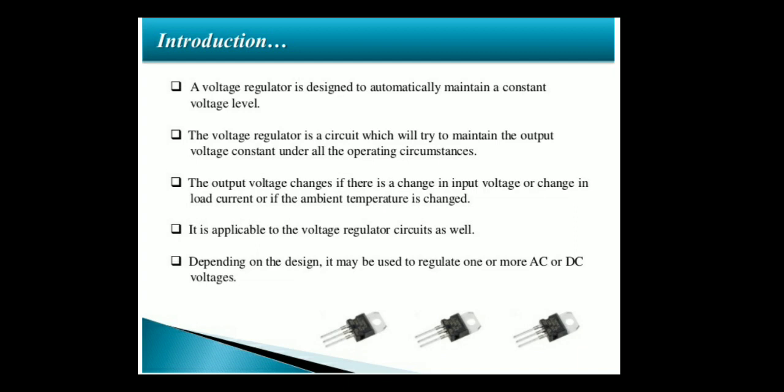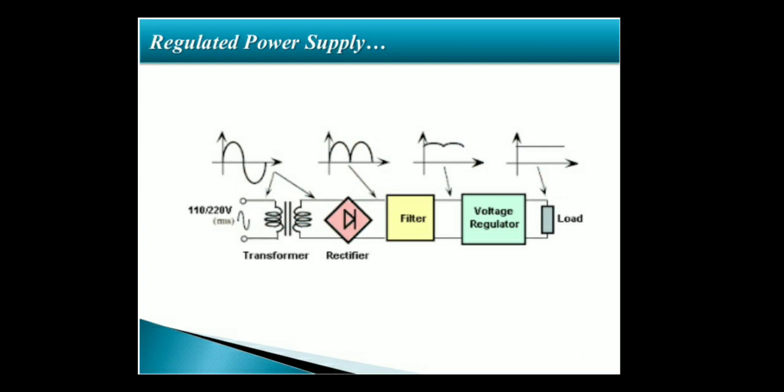So these are the pin diagrams of the voltage regulator. Regulated power supply. Here look into this diagram. Here we apply a sinusoidal waveform which is rectified to form a DC level and it is filtered. Then the voltage is regulated, which is a straight line. This is the purpose of the voltage regulator in a circuit.